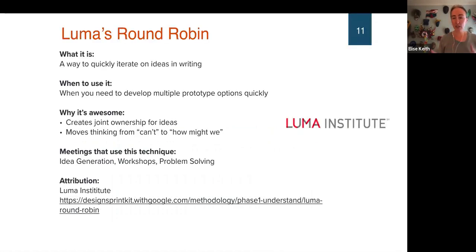So then we're moving into feedback techniques that you use when everybody's got an idea. This one is called Round Robin. It's from Luma. And this is very much when you're in a space with a group and you're trying to prototype ideas or solutions for something you might do.